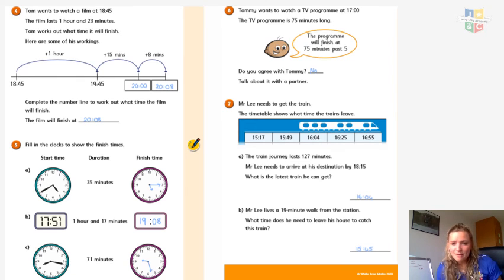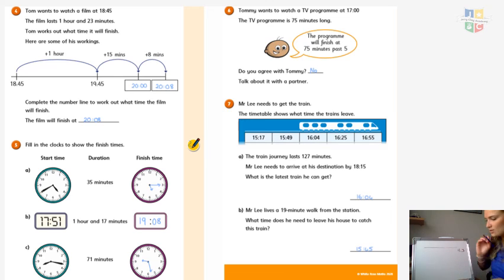And finally, for part B, Mr. Lee lives a 19-minute walk from the station. What time does he need to leave his house to catch the train? So starting, we know he needs to catch the train at 16:04, so we need to take 19 minutes off that. So if I show you on here, make sure you get that correct. So I've put 16:04, I need to take 19.